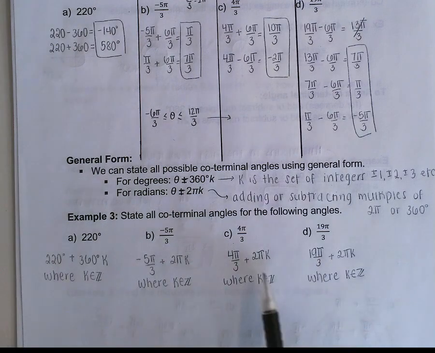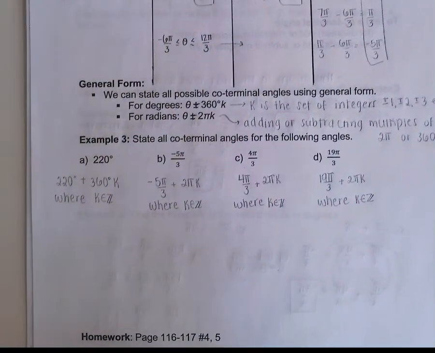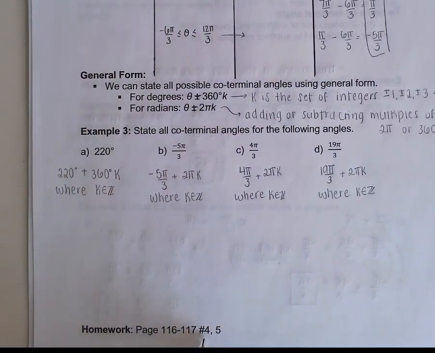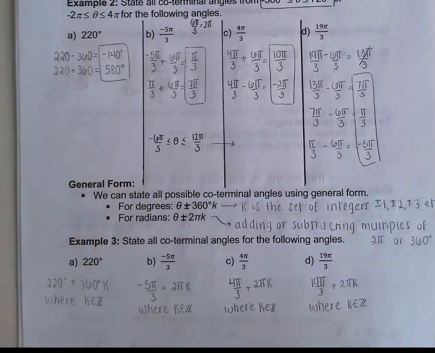And that just means you're adding multiples of 2 pi or multiples of 360. And those multiples can be positive or negative. So try out the practice questions in your textbook to get used to these coterminal angles.